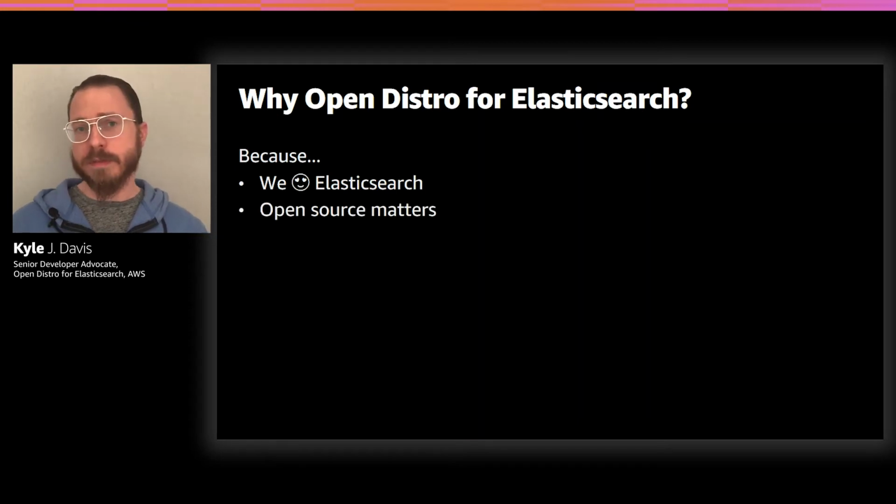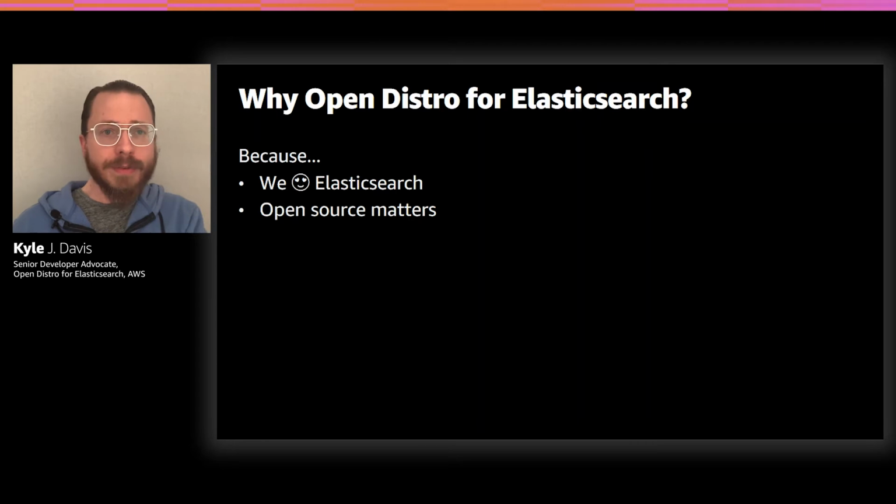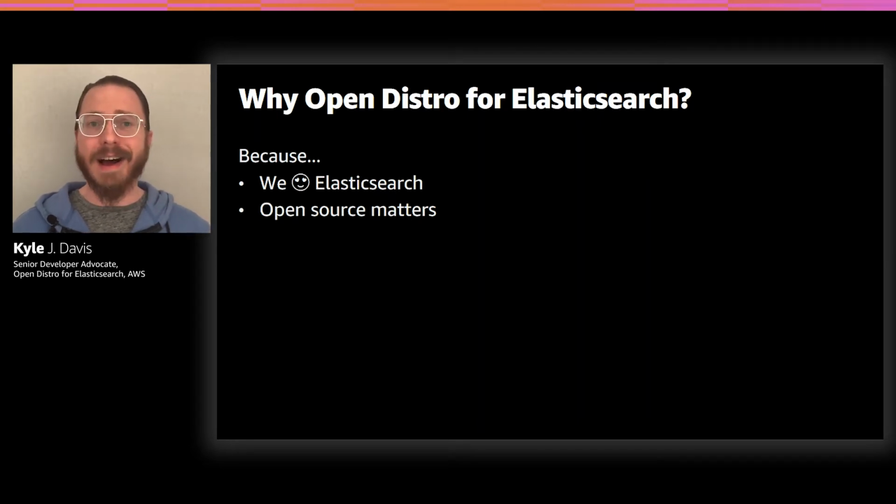We think that open source matters. Now, this is something that you may have seen a lot of lip service for. People saying, oh, a CEO getting on stage and saying, oh, open source matters to us. Some of those are genuine, some of those are not. But to us and our project, open source matters a great deal.